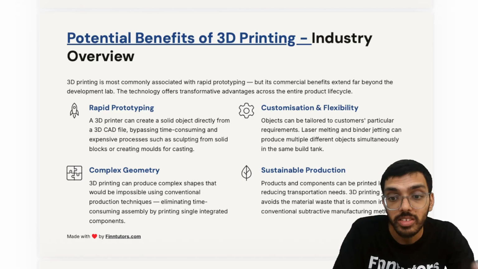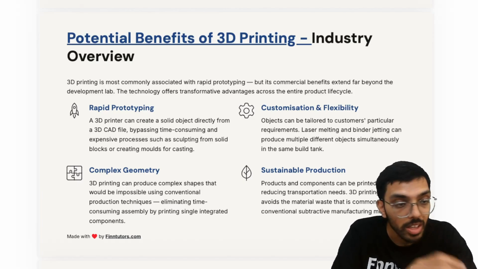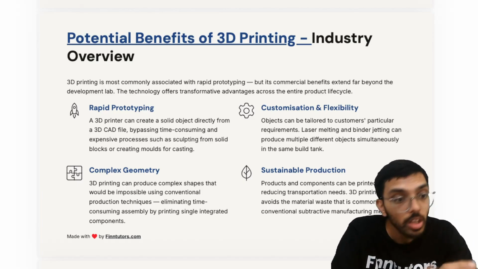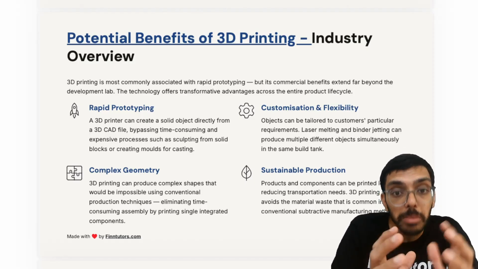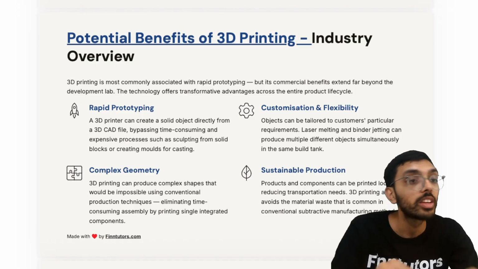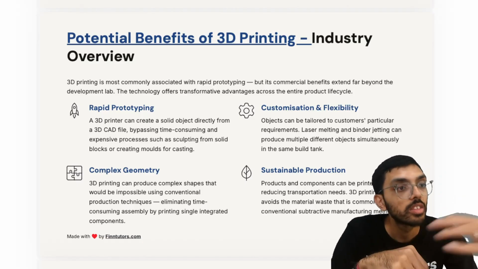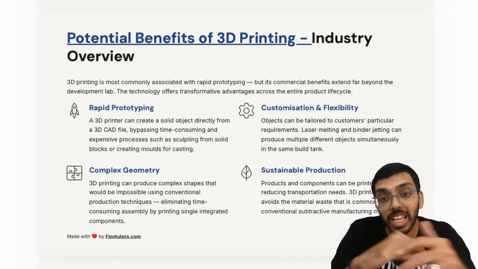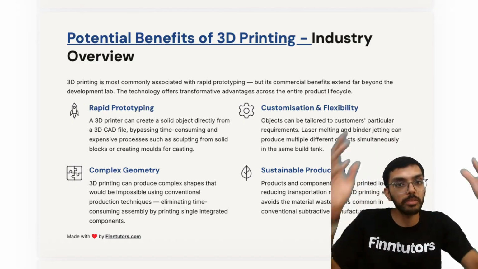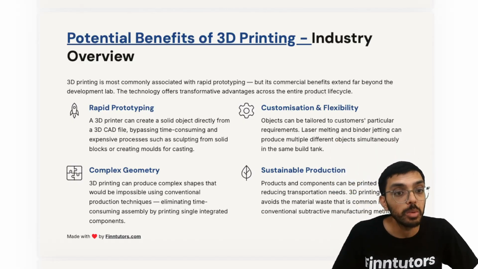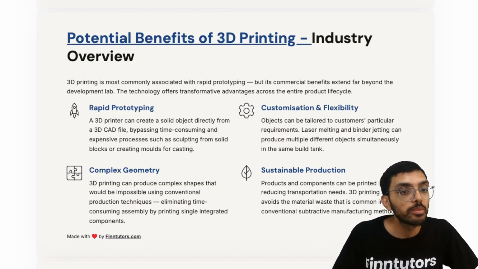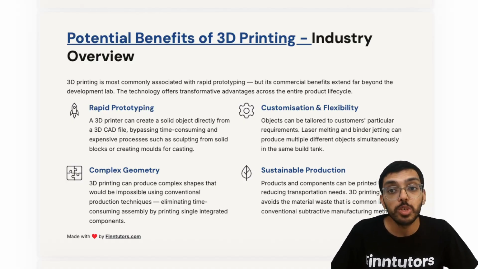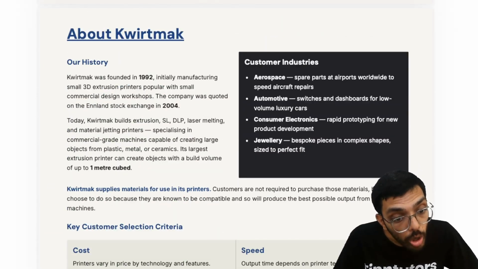sustainability. Products and components can be printed locally, so there is no transportation need. Kwirtmak is promoting sustainability just by being in the 3D printing industry, the type of materials that we use, the type of printers which we create in the future. All of these should be in line with our sustainability goals. So there are a lot of benefits of 3D printing in today's modern world, which Kwirtmak needs to incorporate.